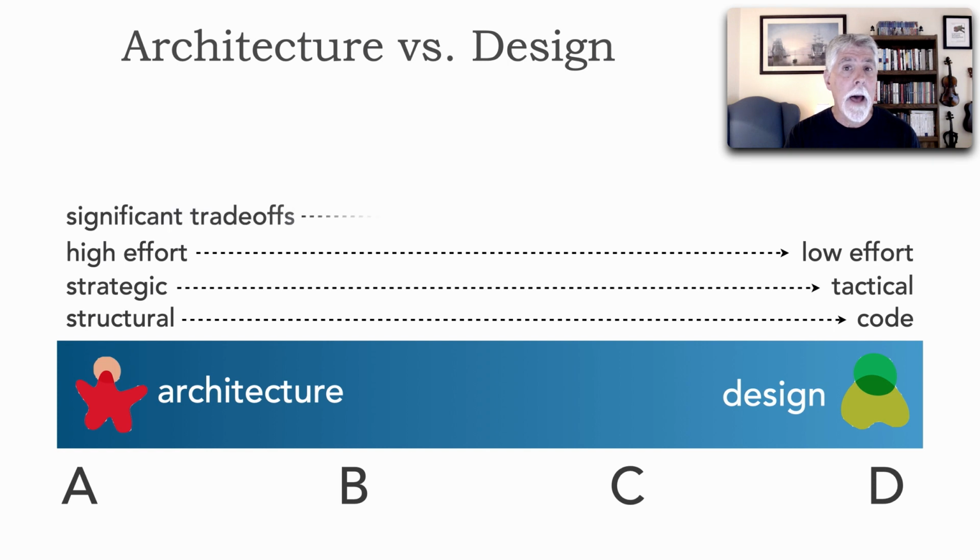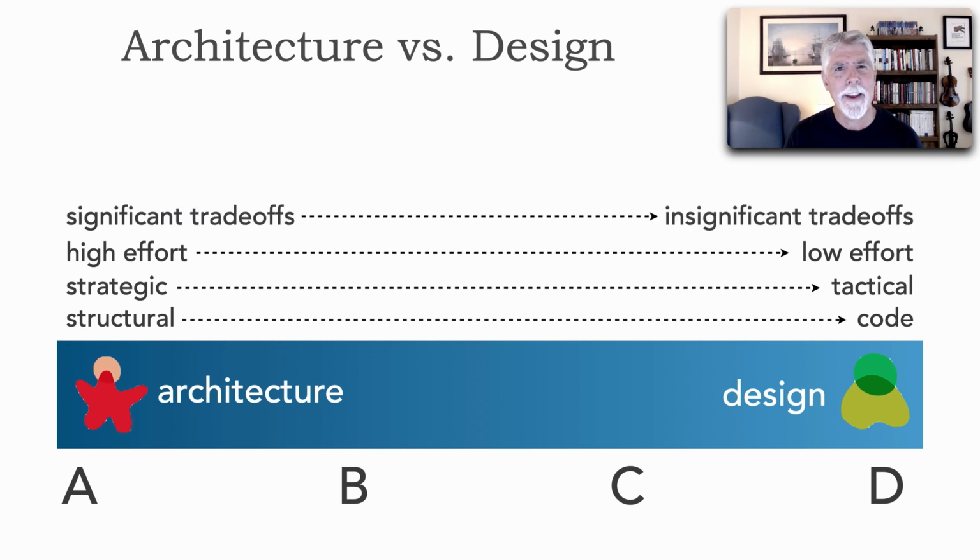And finally, the last criteria is about the trade-offs. Everything in software architecture has trade-offs. Every decision we make has trade-offs, pros and cons. What's the significance of those trade-offs? Is it fairly significant or less significant? Significant trade-offs usually are more on the architecture side of the spectrum, whereas less significant trade-offs are usually more in terms of design.